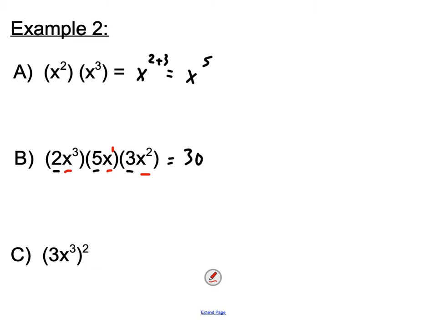So now we're going to add all those together. We're going to say x to the 3 plus 1 plus 2, which ends up giving us 30x to the 6th.